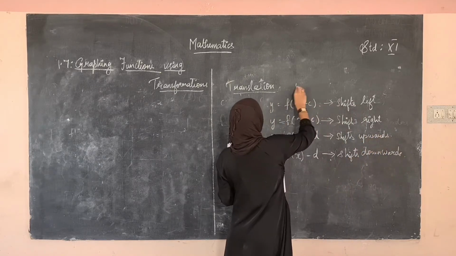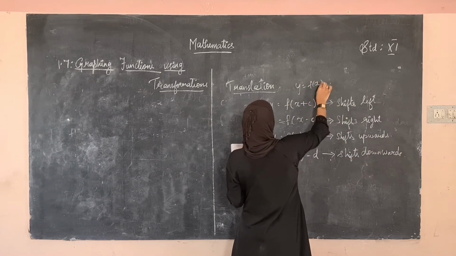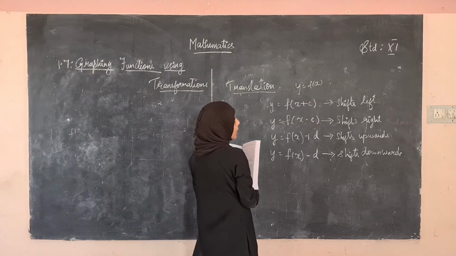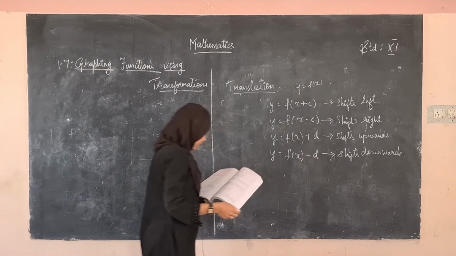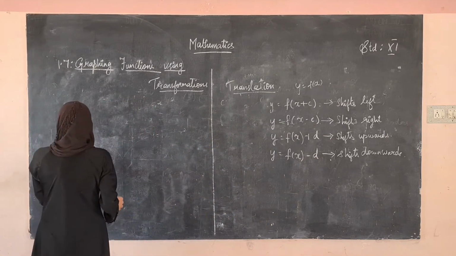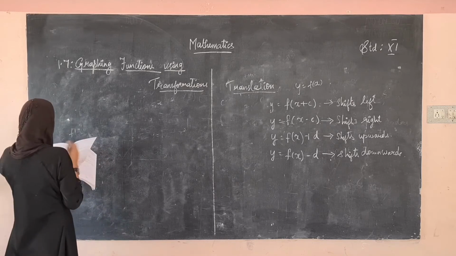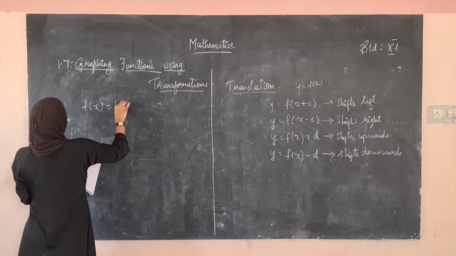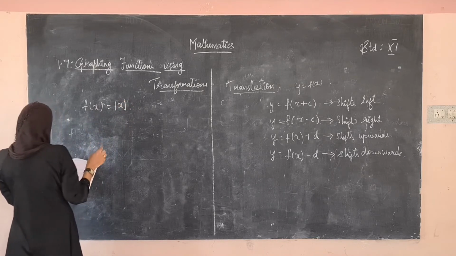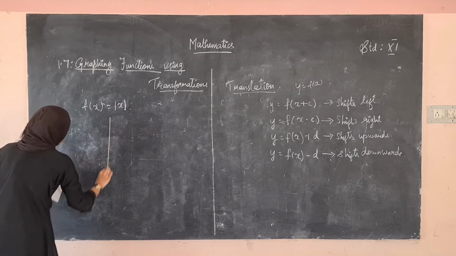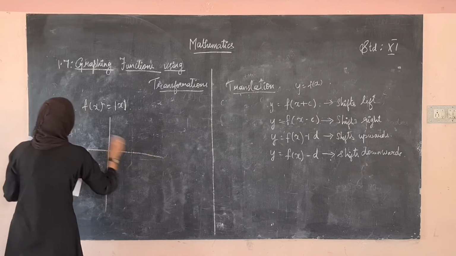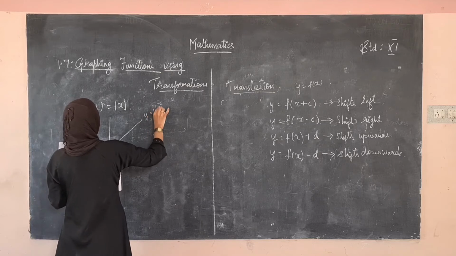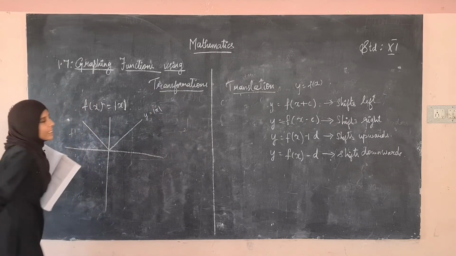Okay, now I will explain. This is y is equal to f of x. The graph is changed like this. If it is transformed like this, this happens. Now let us see the illustration, you can understand it clearly. See illustration 1.8. The given graph is f of x is equal to modulus of x, so y is equal to modulus of x. The graph is like this.